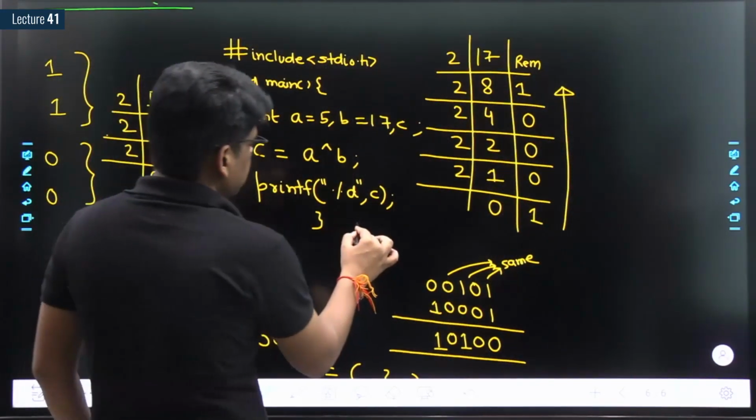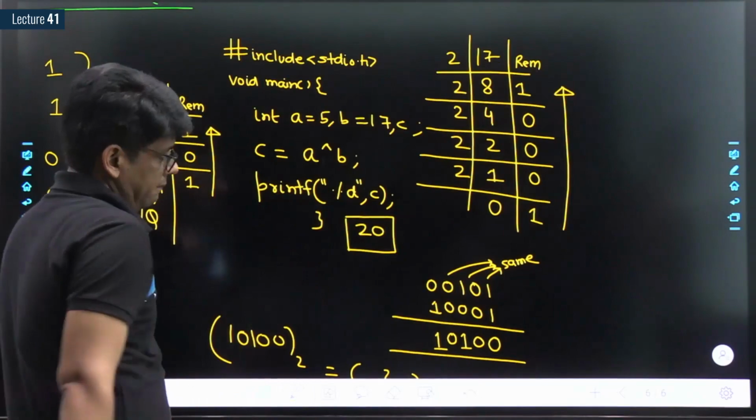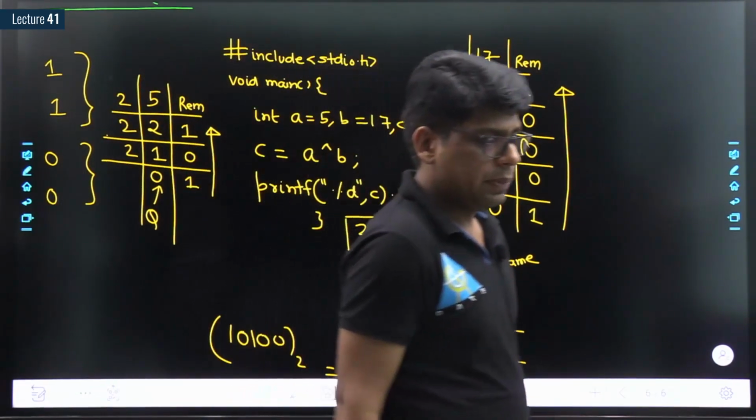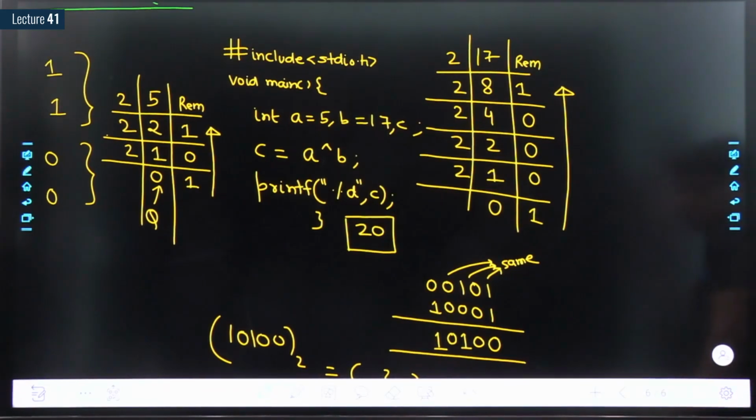So what is the output of this? The output of this code is nothing but 20. I hope you get to know how the XOR operator is working. Sir, let's take the last example.